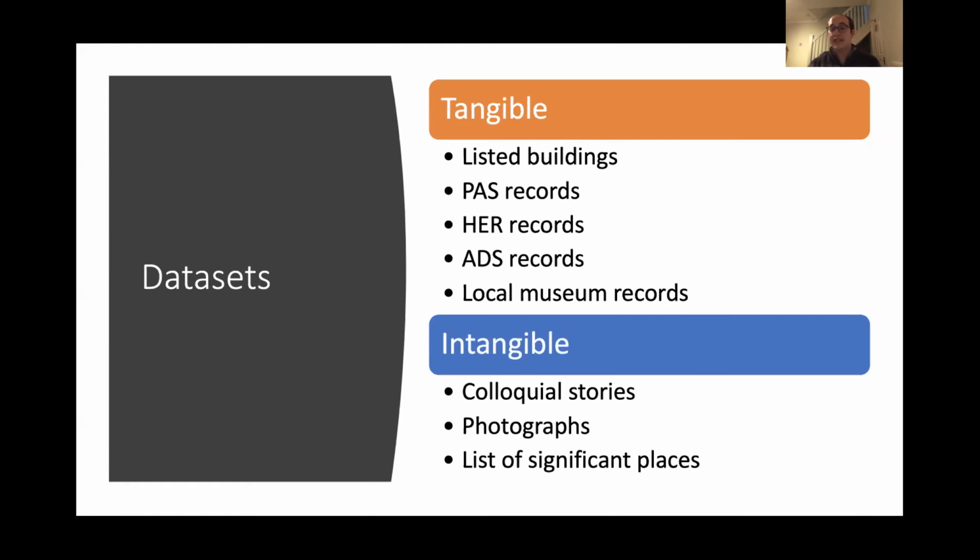There was also a range of data sets that I used. As I said, I used tangible and intangible data sets. So here I used listed buildings, PAS, HER, and ADS records, the more authoritative documents, the things that are often included. But I also wanted to make sure that local museum records were included, things that sometimes can be missed in the archaeological record. I also wanted to make sure that intangible records were collated.